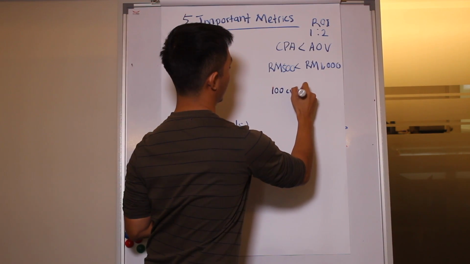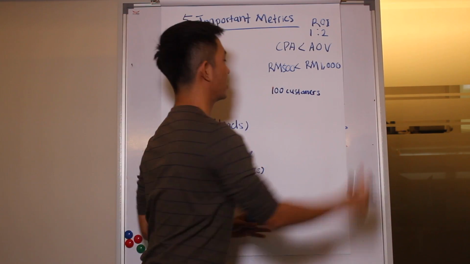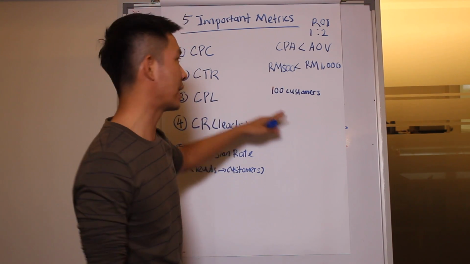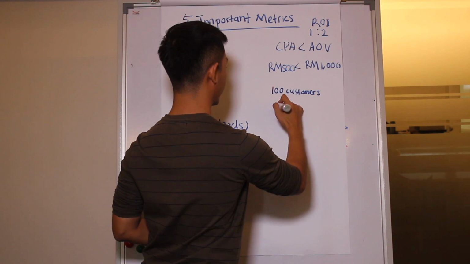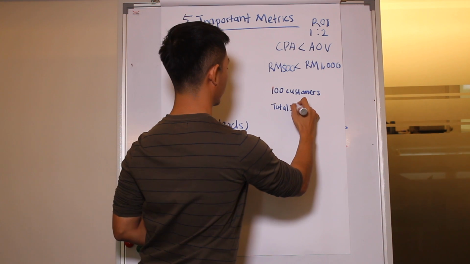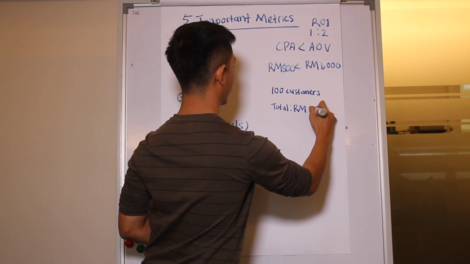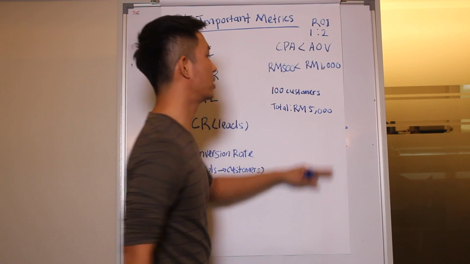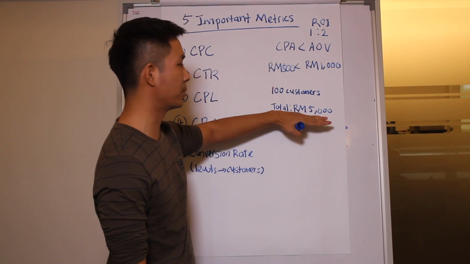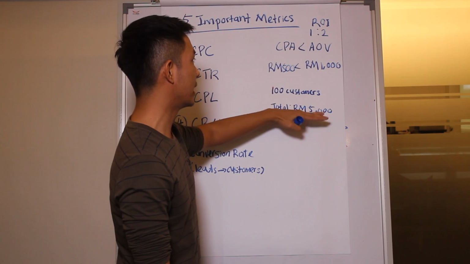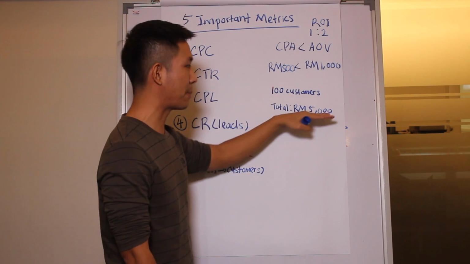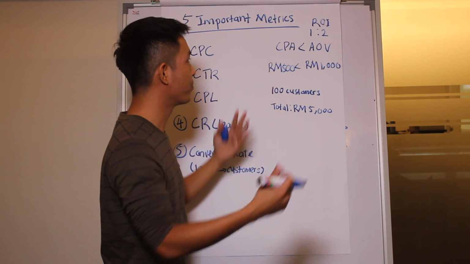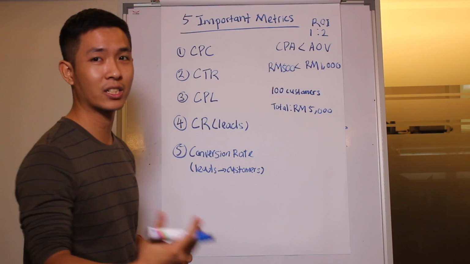From this campaign. So that means your total CPA to acquire 100 customers, the maximum number is 5,000, right? Total. It means that for this campaign you have to spend a maximum of 5,000 in order to get a 2 to 1 return on investment. Of course, it can be lower. If it's lower, that means your return on investment is much higher.